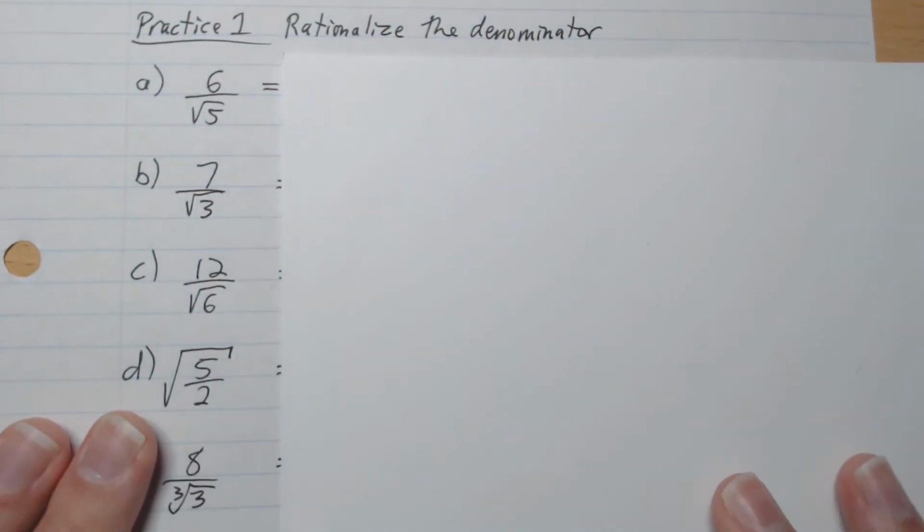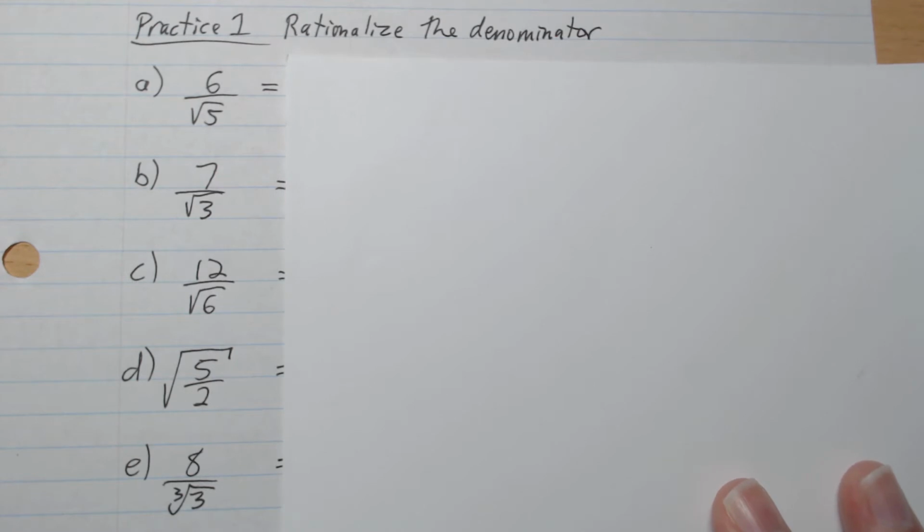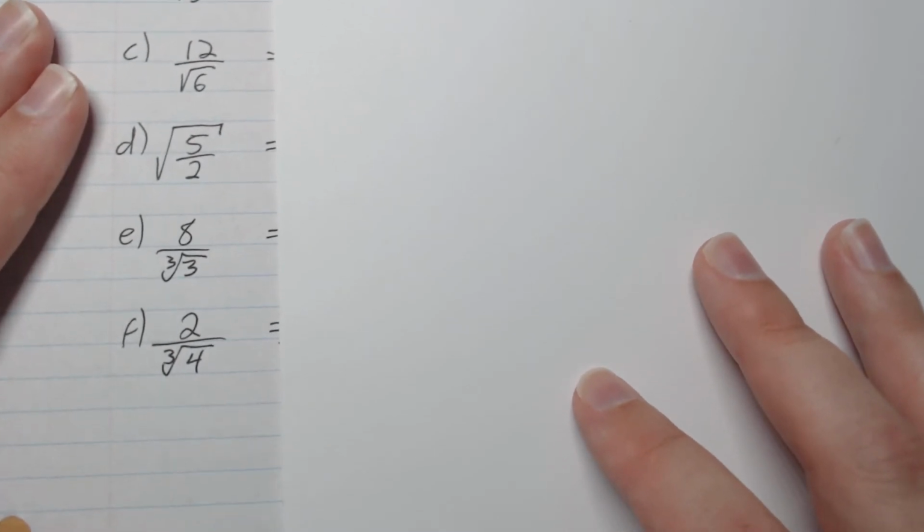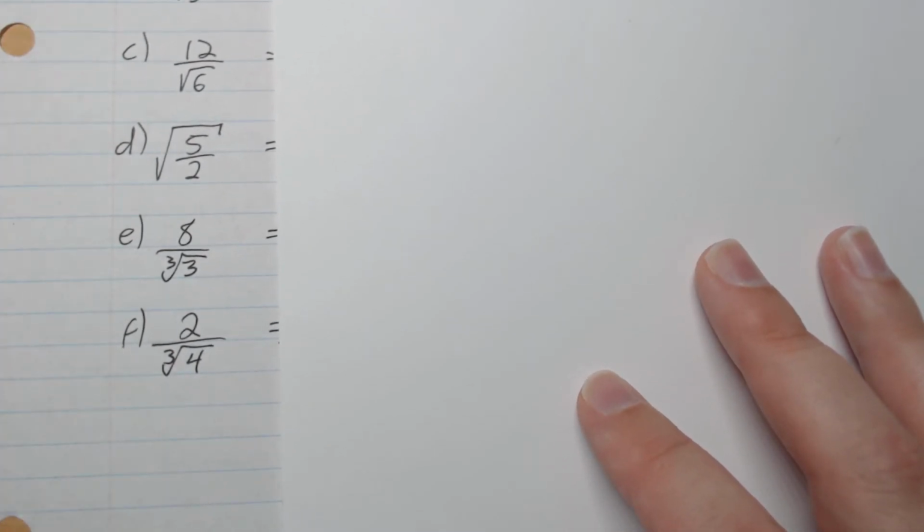Okay, practice number 1. Rationalize the denominator. So go ahead and pause the video and answer that. We go from A to E like that. Okay, and a couple more. F on the bottom like that. Go ahead and pause the video and rationalize that.